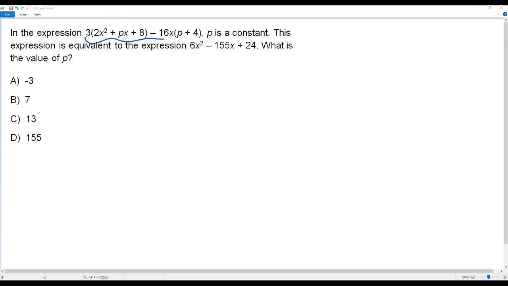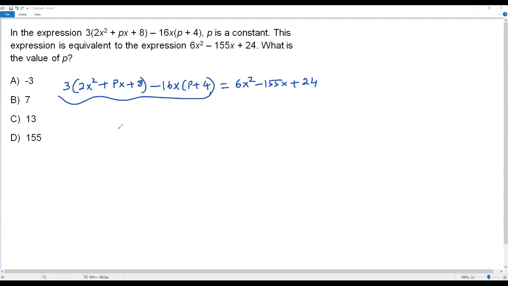Okay, since this expression is equivalent to this one, we can equate them. Let me write it over here. So 3(2x² + px + 8) − 16x(p + 4) equals 6x² − 155x + 24. Okay, now let's simplify the expression we have on the left side.